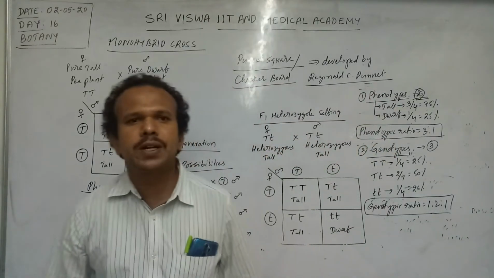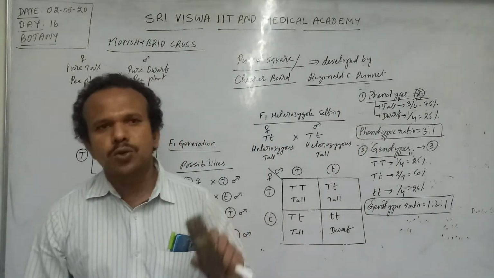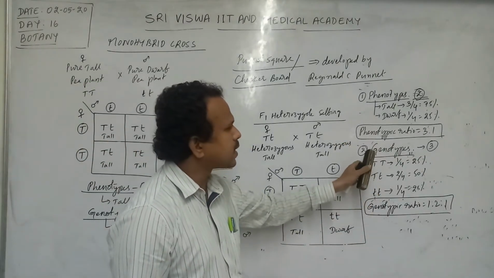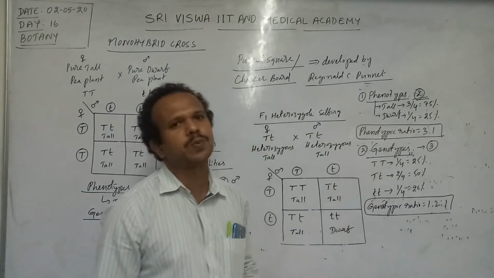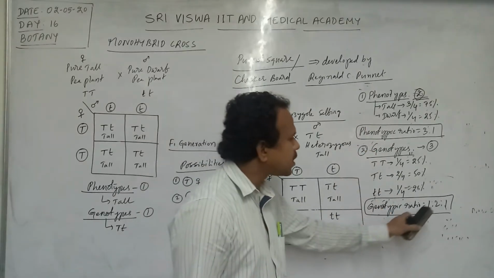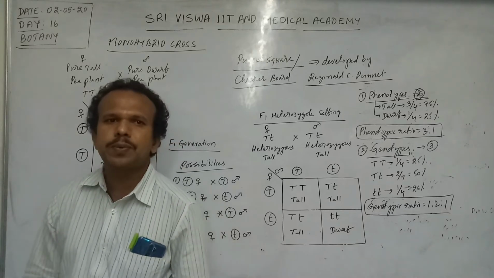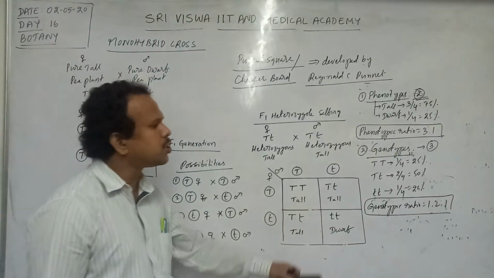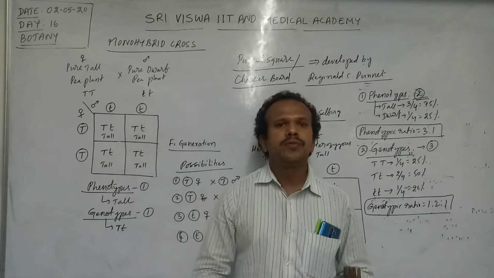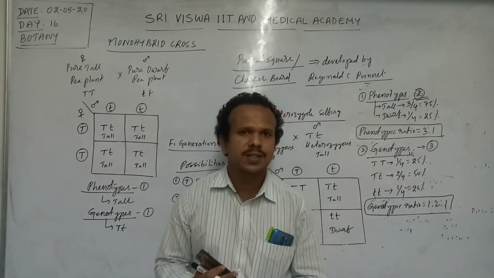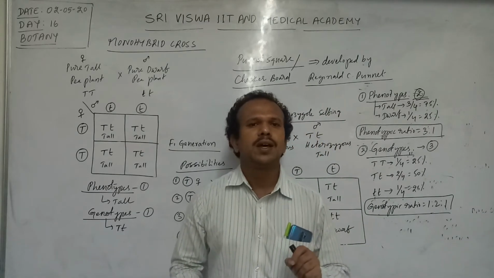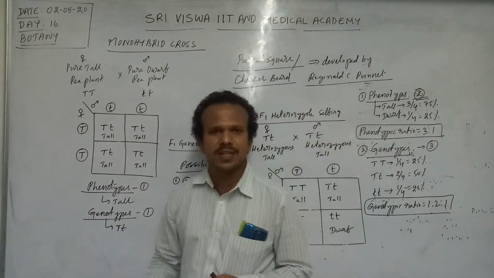With reference to monohybrid cross, how many phenotypes are formed here? 2. How many genotypes? 3. 2 phenotypes are tall and dwarf. 3 genotypes are capital T, capital T, capital T, small t, small t, small t. Then the most important phenotypic ratio is 3:1 and genotypic ratio is 1:2:1. With the help of the results of monohybrid cross, Mendel proposed 2 laws, namely law of dominance and law of segregation.